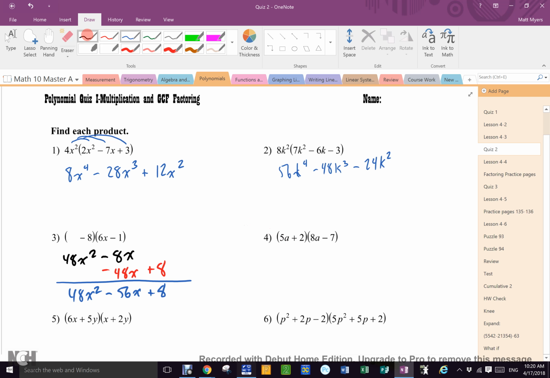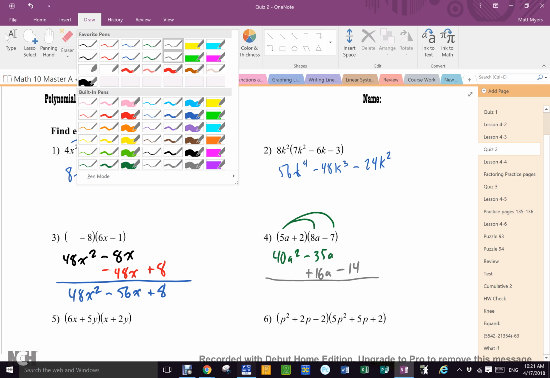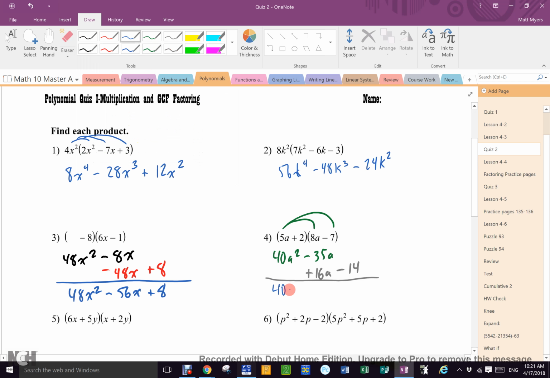Number 4 is the same one as number 3. If you did number 3 right, you should have been good here. There's the first one, 40a squared minus 35a. There's the second one. Then plus 16a minus 14. And then you just gather it up. Same way we've been doing it all along. 40a squared. Negative 35 plus 16 is negative 19a minus 14. Remember, if you set it up right but just screwed up your adding on a quiz, I'm giving you full marks anyway. Everybody still good?